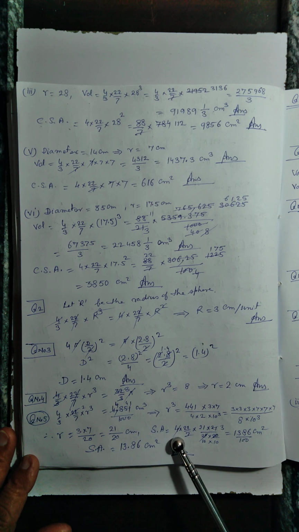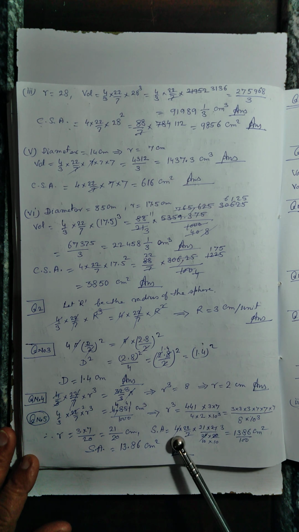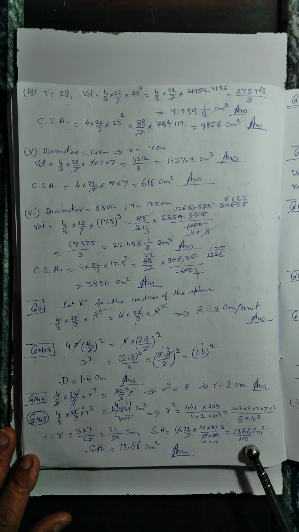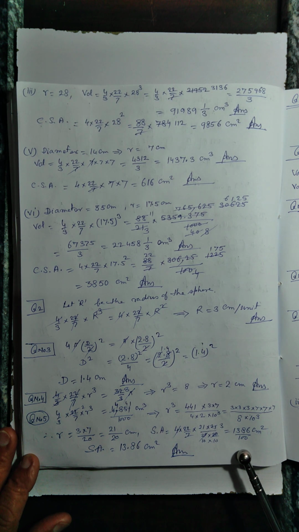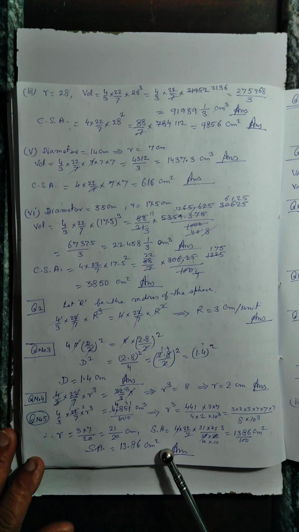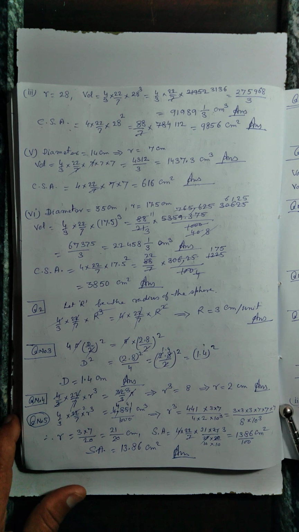It will be equal to now it is here 4. So 2 2 जा 4 होता है 4 4 को कैंसिल कर दिया 10 into 10 रह जाएगा. So it will be 100. So 1386 divided by 100. Now divided the decimal will be here. The surface area will be equal to 13.86 centimeter square. This will be the answer of question number 5.